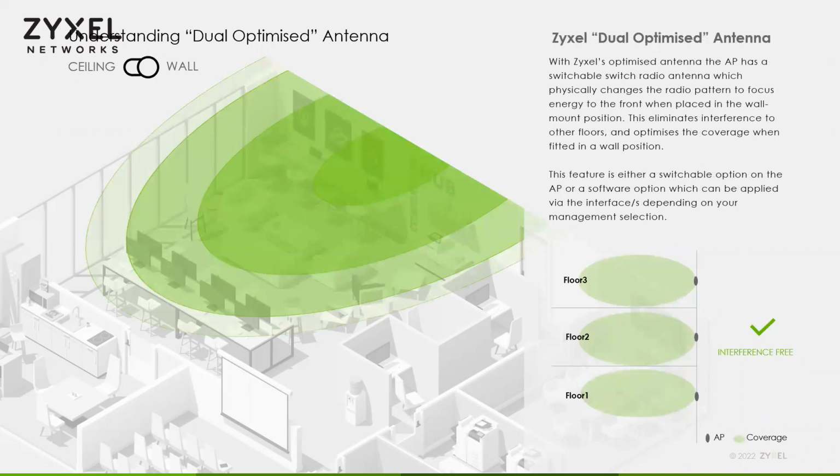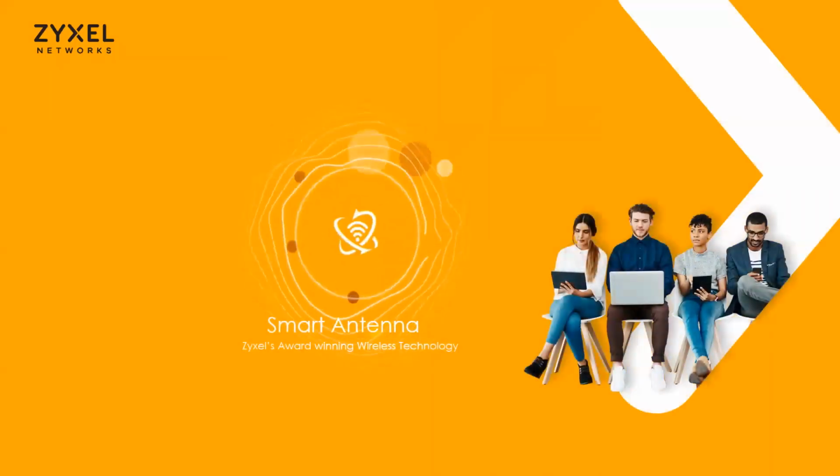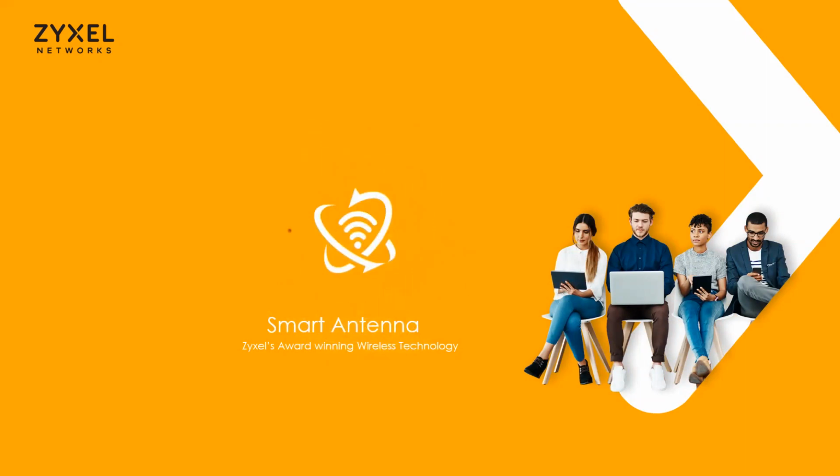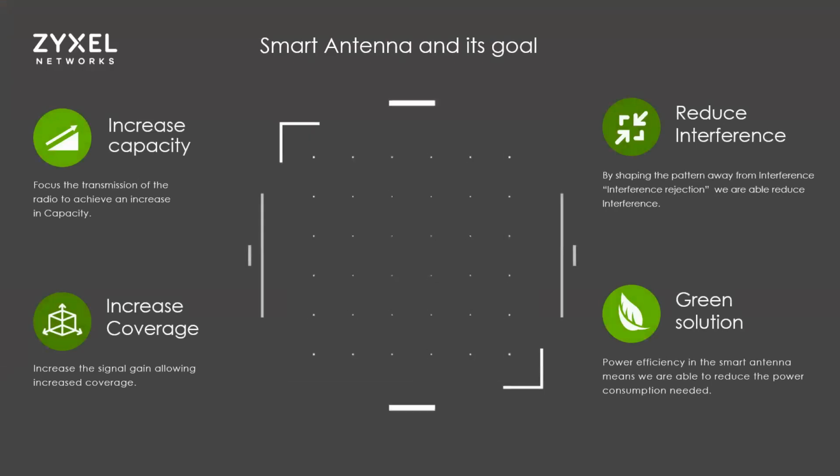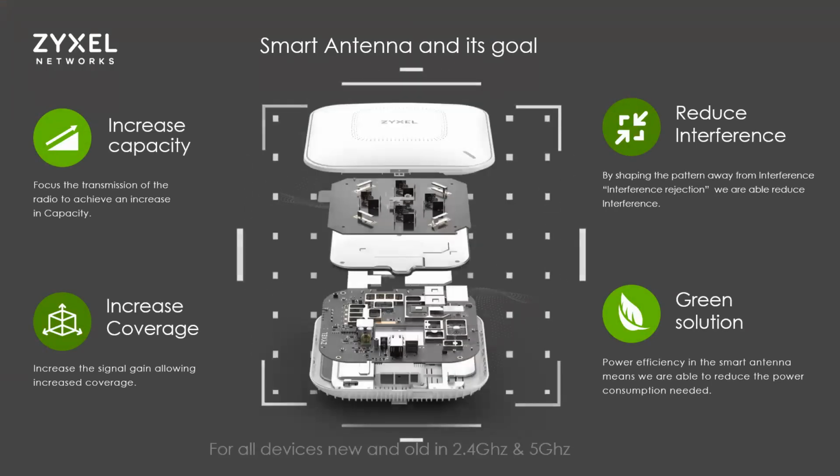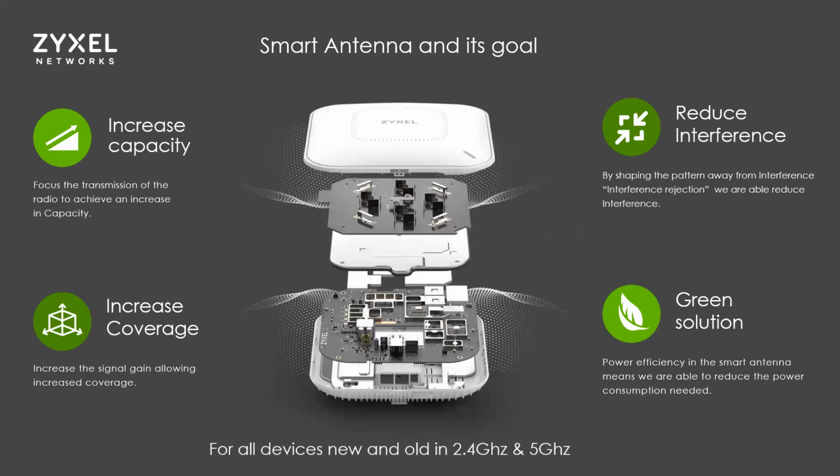With dual optimized, we've got two sets of antennas, one for the ceiling, one for the wall. So you just choose, based on where you've deployed that access point, which antenna pattern you want to use to optimize coverage. And then on the smart antenna side of things, again, we go into this in a lot more depth in some of our other webinars. But basically, it's a technology that's client agnostic, designed to increase capacity, meaning how many users can be connected at the same time, to increase coverage area, to maximize performance, and to reduce interference.